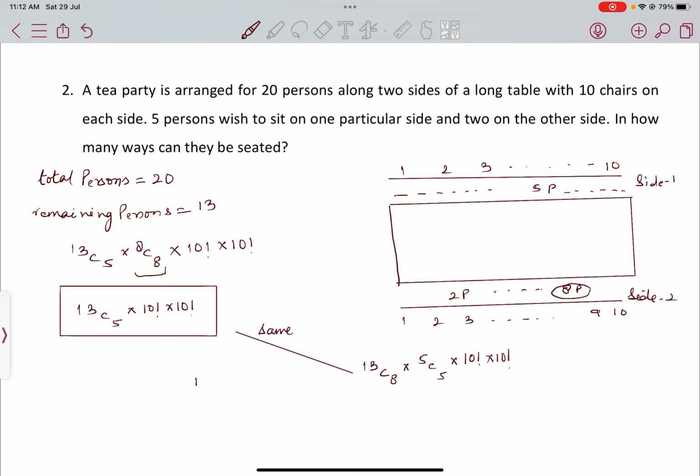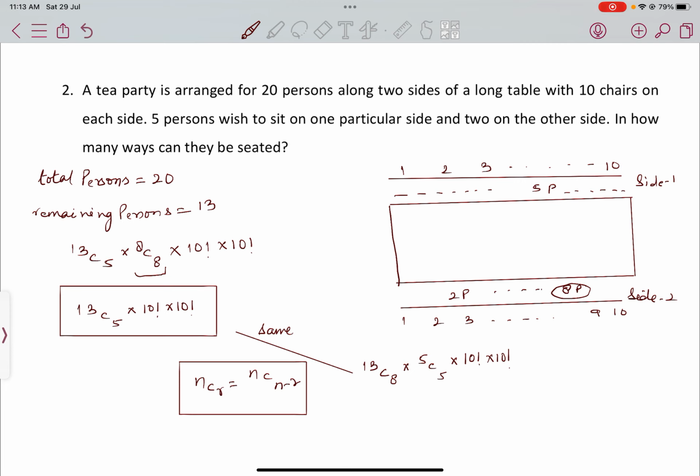This and this are the same because we know nCr equals nC(n minus r). We know this, so this is the same. These questions are cyclic arrangement questions. There is a proper method and algorithm to solve these questions. One more thing, there is a small basic difference between question number 1 and question number 2.